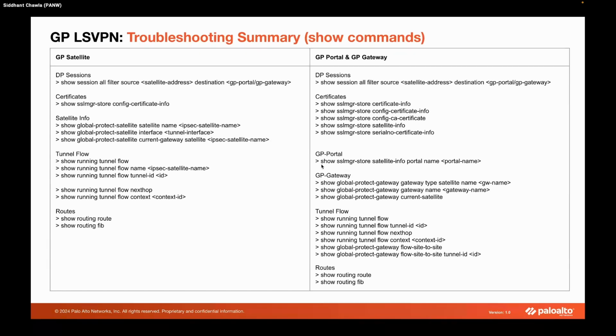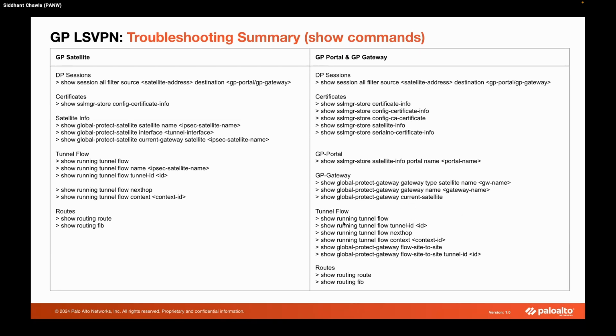On the GP portal, show ssl-mgr store satellite info, portal name, and define the name over here. And for the gateway, show globalprotect gateway type satellite name and the gateway name. Show globalprotect gateway name, and define the name over here. And show globalprotect gateway current-satellite. We just ran this command.